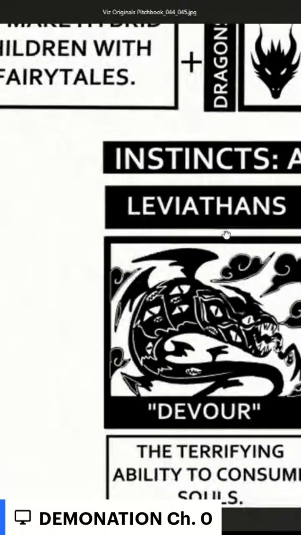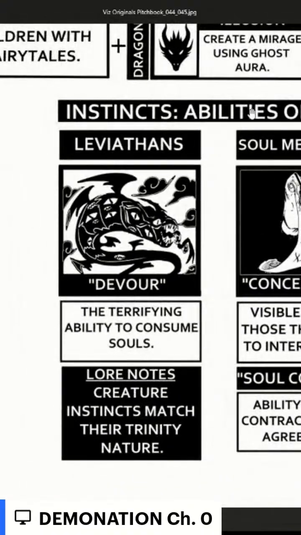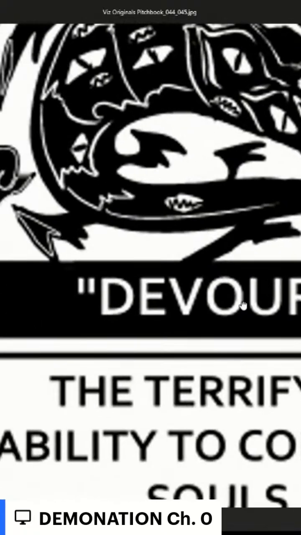And then lastly, for the power system is instincts of abilities and creatures and entities. So there's obviously things that are more bestial or celestial. So Leviathans, they're these mindless beasts, creatures of pure destruction. Creature instincts match their trinity nature. So creatures, a lot of the time, will have a nature that aligns them towards creation, destruction, or preservation. Leviathans, they're creatures of pure destruction. So that means that they are going to have access to some crazy ghost arts.